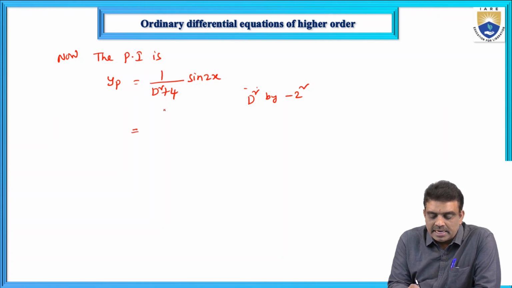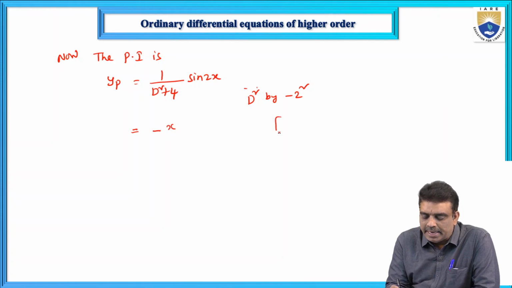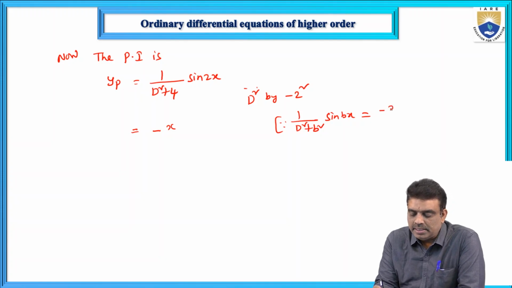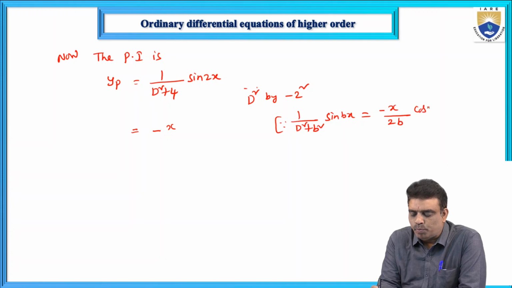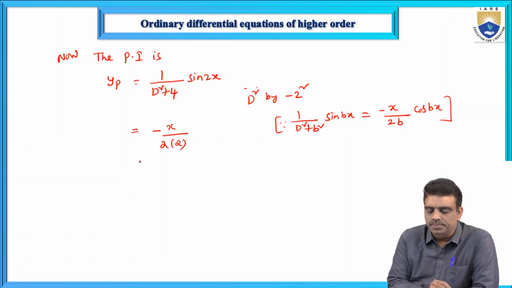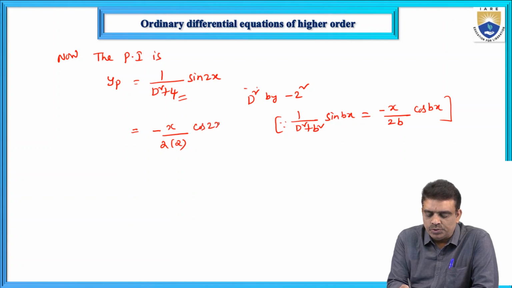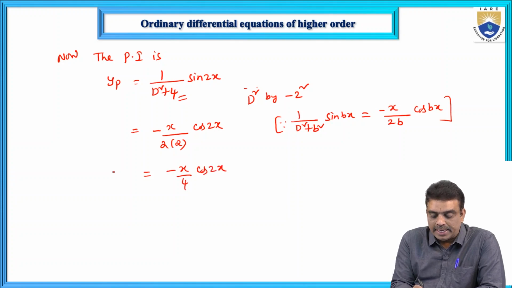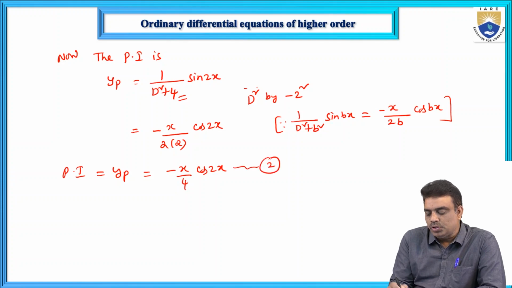So in that case, we have the direct formula that I am writing here: 1 by (D square plus b square) of sin bx. When you replace D square by minus b square, the denominator is 0. In this case, the solution is minus x by 2b cos bx. Using this formula, here b is equal to 2 because b square is 4, so minus x by 2b of cos 2x. The value is minus x by 4 into cos 2x. This is the particular integral y_p, which is the second part of the solution.